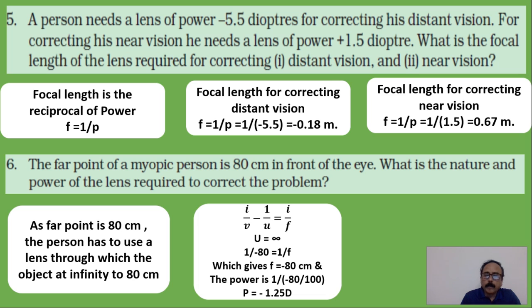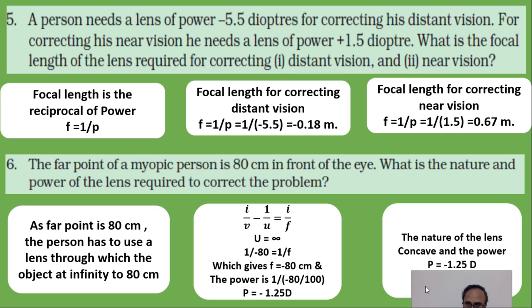So, by substituting these values, we will get minus 1 by 80 is equal to 1 by f, or this 80 is in centimeters, so it should be converted into meter, so that we have divided it by 100 here, and then this 100 will go to the top. Finally, the answer will be minus 1.25 diopter. The nature of lens is concave and the power is 1.25 diopter.